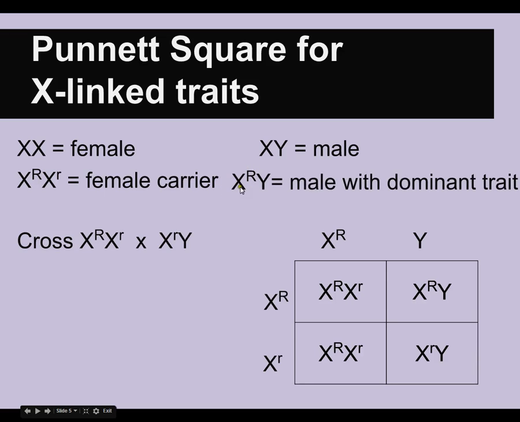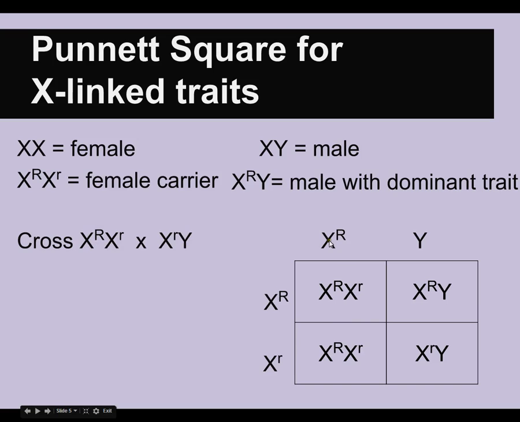This male has the dominant trait, so he isn't a carrier. He can't be a carrier. He's just either dominant or recessive for that particular trait. So let's do a Punnett Square for these. Here's the female. She's heterozygous for this trait, and the male is recessive for this trait.